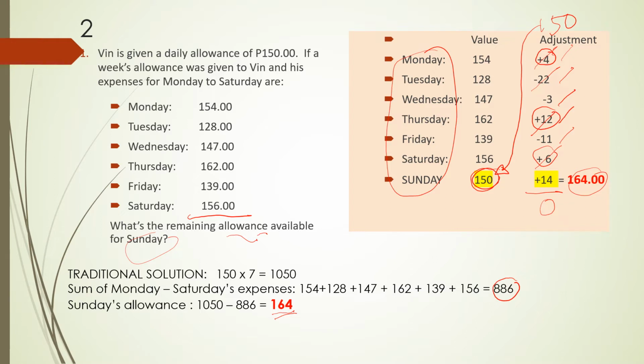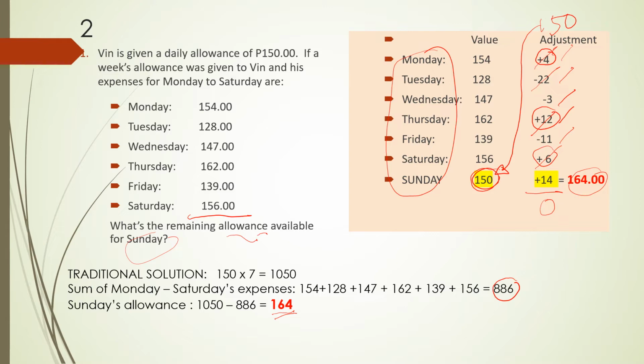What you need to realize is that when you sum up all of this, it will take time. But when you are able to do the adjustment as fast as you can, you will be handling values that are much smaller than the values you need to handle when you add up all the values from Monday through Saturday.